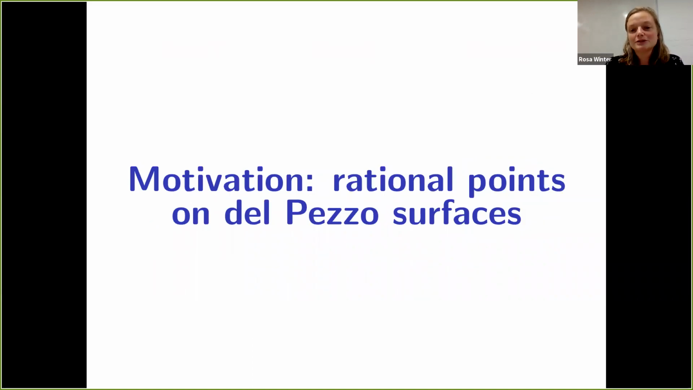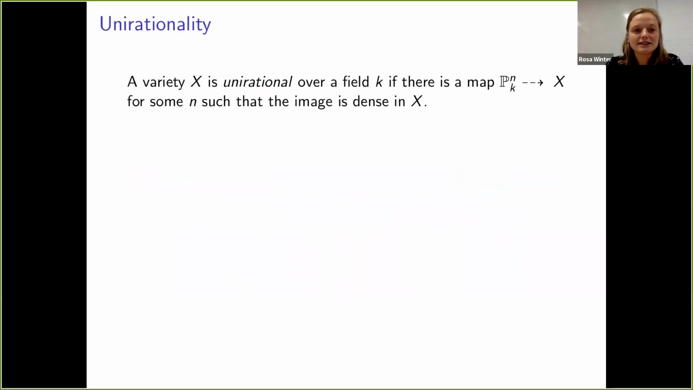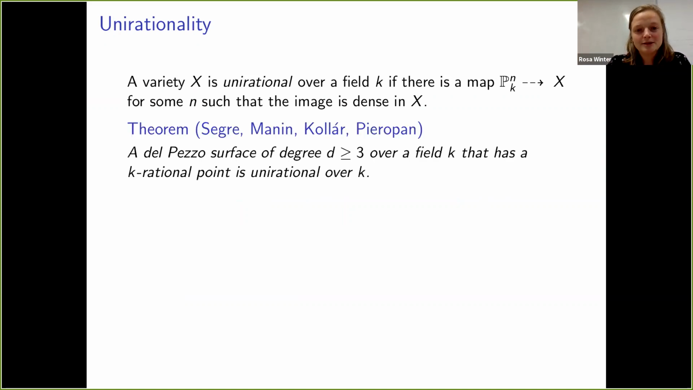Okay, and now I want to talk a bit about rational points on del Pezzo surfaces, because that's how we came up with the question that the main theorem answers. A variety is called unirational over a field if there is a dominant map from some projective space, so a rational map such that the image is dense in X. And this of course implies that there are many rational points on your surface. For del Pezzo surfaces of degree at least 3 over a field that do have one k-rational point, we know that they are unirational.